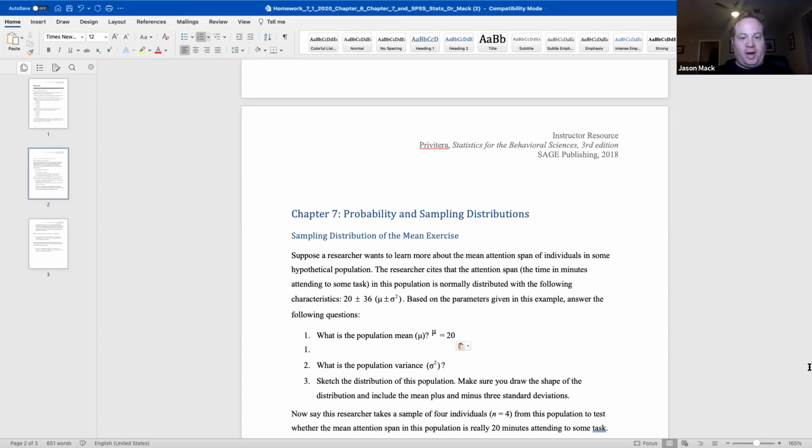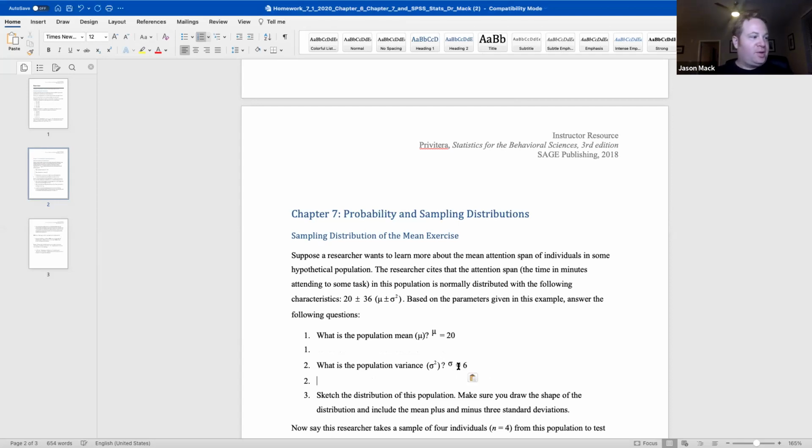The next one is, what is the population variance? Well, since we know standard deviation is the square root, and we have 36, we can just go backwards, which means that would be 6, for that square root.